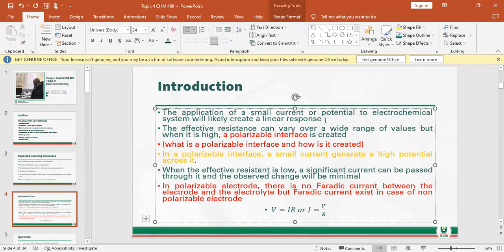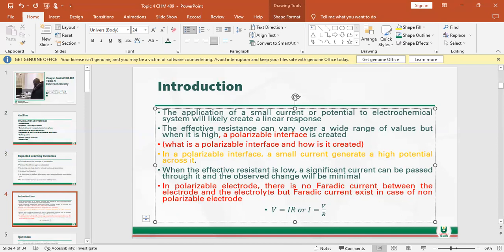If you recall, Ohm's law gives you a linear response between current and voltage. You see, IR is equal to voltage, so that means current is V over R. Let me put it down: IR is equal to V. That means a plot of V against current should be linear, passing through the origin, and the slope should be resistance. So that relationship has been obtained for several electrochemical systems.